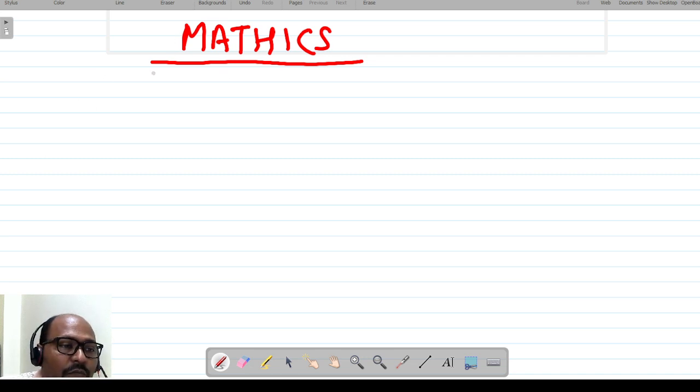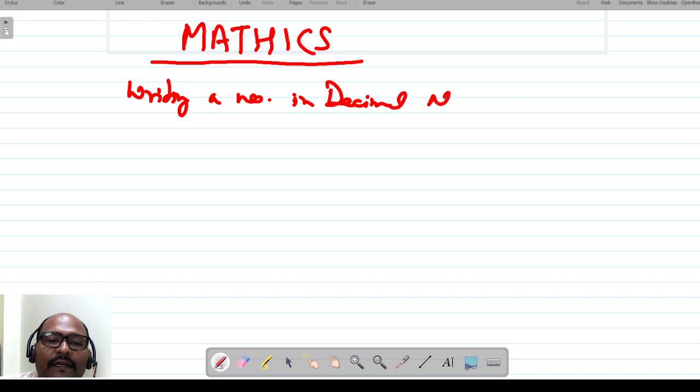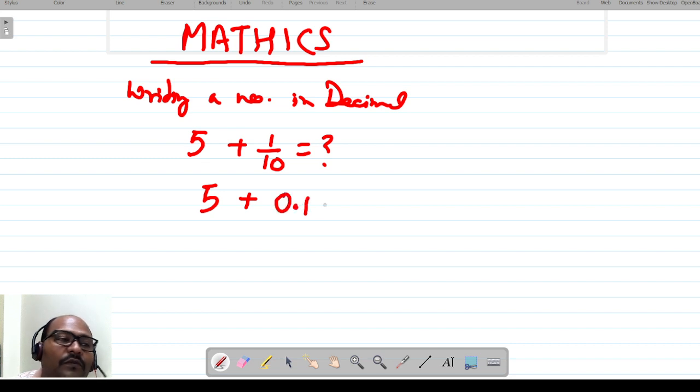Okay, so suppose we will first identify writing a number in decimal form. How will we write it? Suppose one number is 5 and this is added with 1 by 10. Then what will be the decimal number? 5 will be added with 1 by 10. 1 by 10 is what? It's 0.1. You know how? Let me show you.